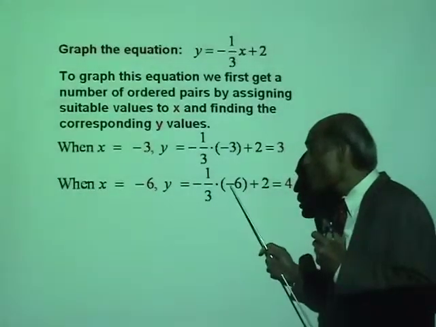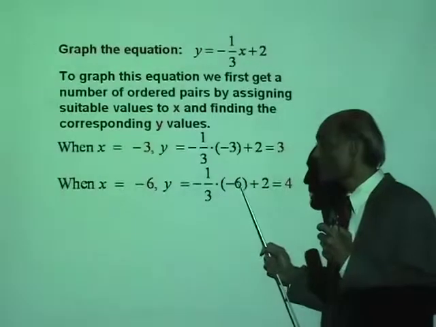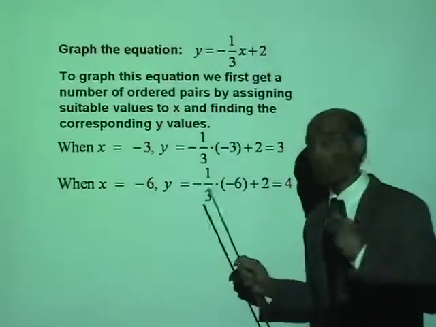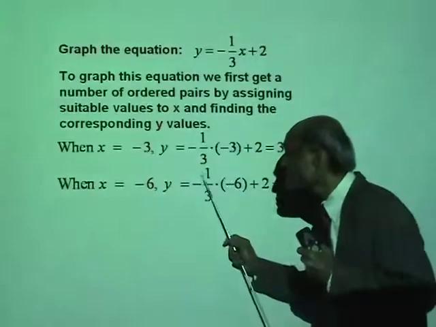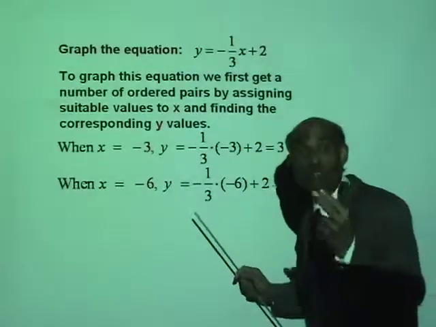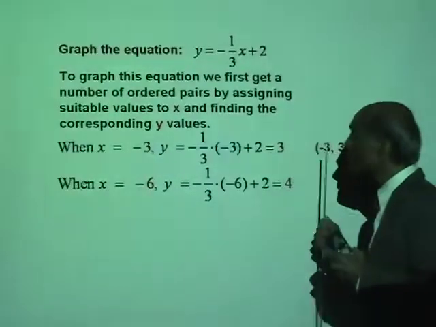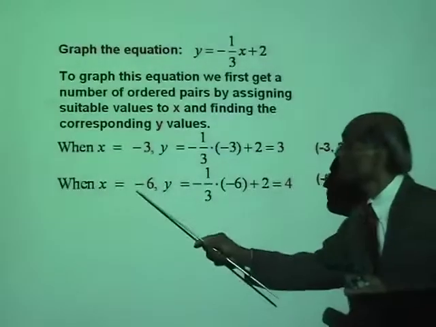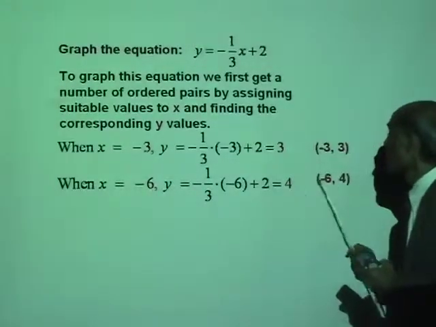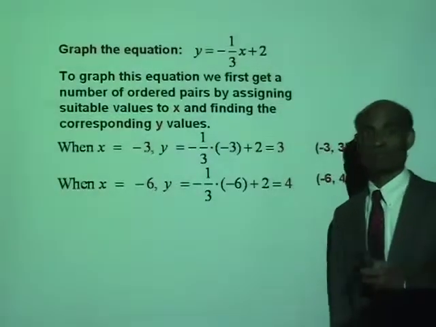3 will go in 6 2 times. So 1/3 multiplied by 6 is 2. Therefore, 1/3 multiplied by -6 is positive 2, and positive 2 added to 2 is 4. And the ordered pair is x equal to -6, y equal to 4. That is the ordered pair.